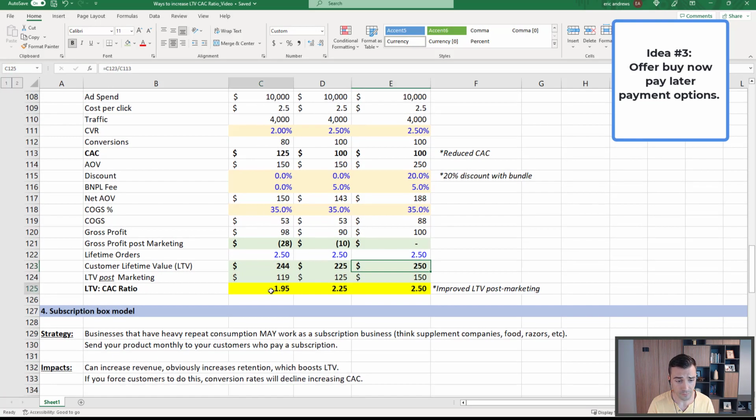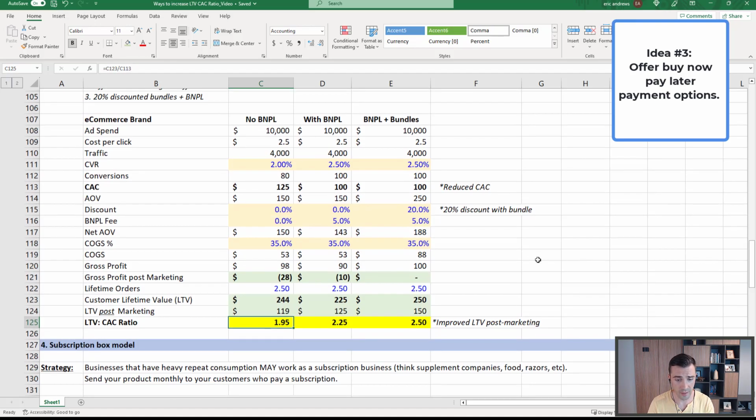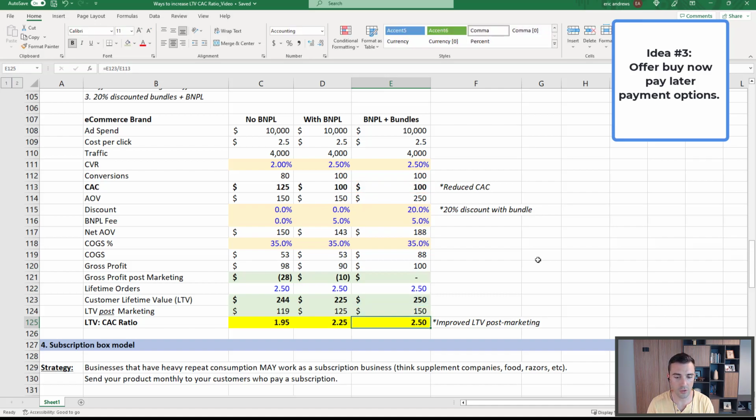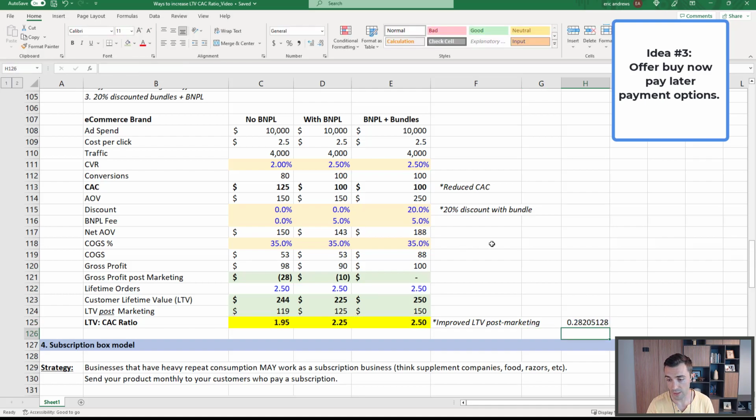And then if you look at the LTV divided by the CAC, you have 244 divided by 125. Well, that's the lowest LTV to CAC ratio because of the higher customer acquisition cost. This one is slightly better because the CAC is 100. And then the best one is the buy now, pay later plus the bundle. So it's not a huge improvement, but to improve your LTV to CAC ratio by 28% should make a difference and should drive a lot more profit to the bottom line of your company.